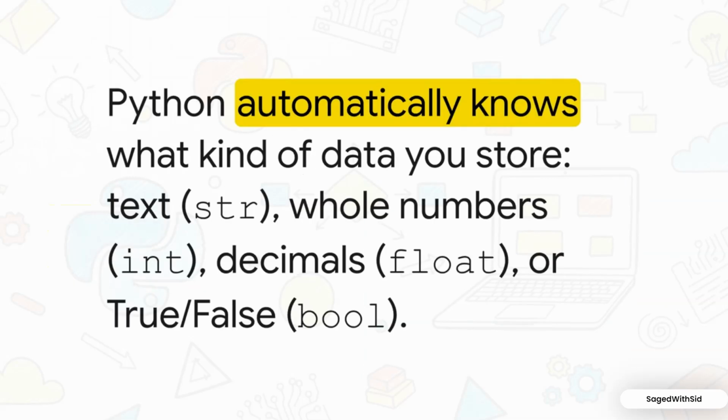Here's where Python gets really smart. When you put something into one of those variable boxes, Python just figures out what it is. You give it "hello" in quotes, and it knows, yep, that's text. You give it 20, it knows it's a whole number. 20.5, it knows that's a decimal. And if you give it True or False, it understands that's a simple yes or no. You don't even have to tell it.